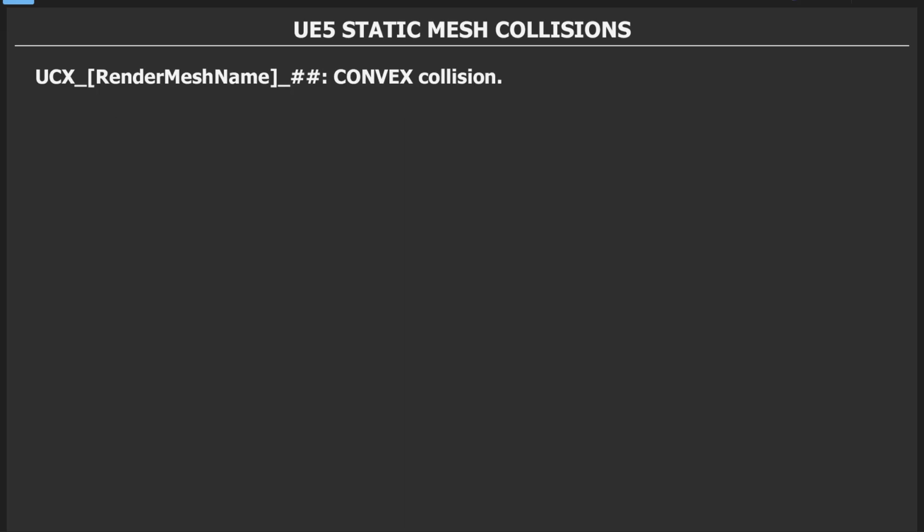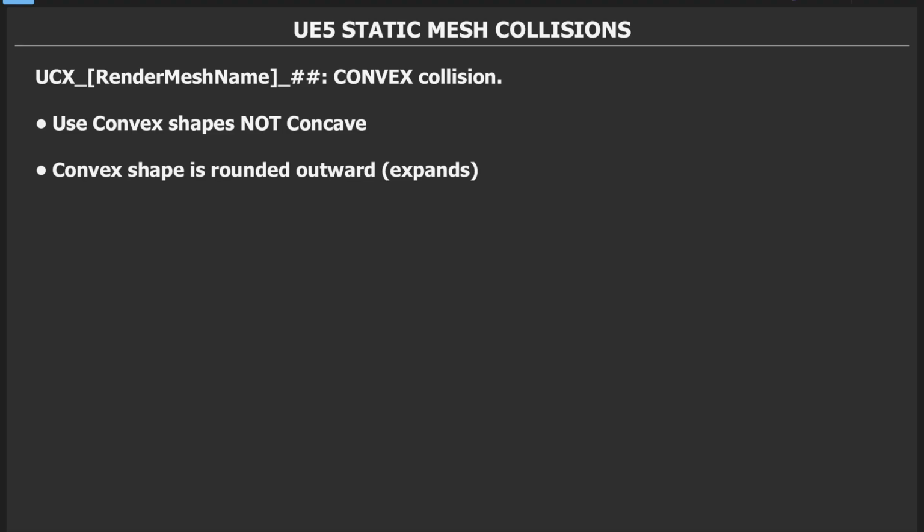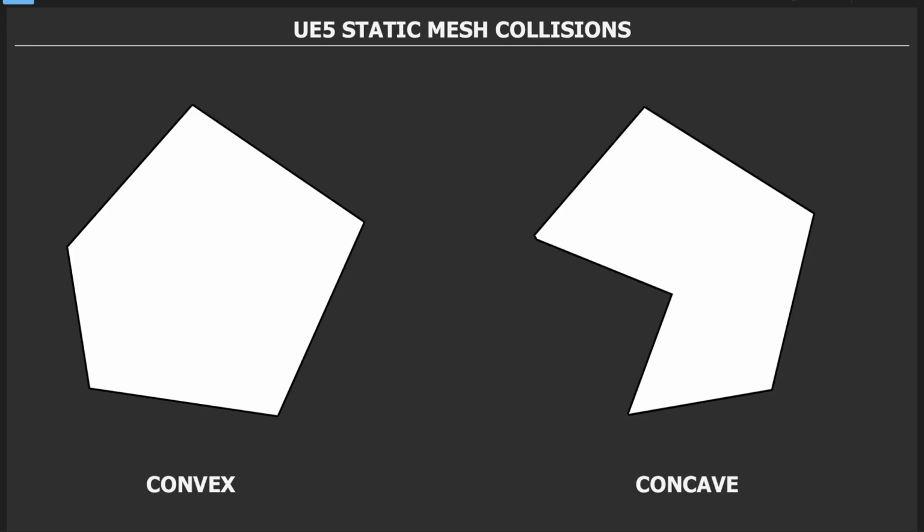Now, there are a few things you need to understand when creating convex collision UCX_ in Maya. You must use convex shapes. They cannot be concave. A convex shape is rounded outwards. It expands, while a concave shape is rounded inward or caves in. Here's the difference. On the left, this is a convex shape, which will work for your custom collision when creating them in Maya and importing them into UE5. Your custom collisions cannot be concave. They cannot cave into themselves.